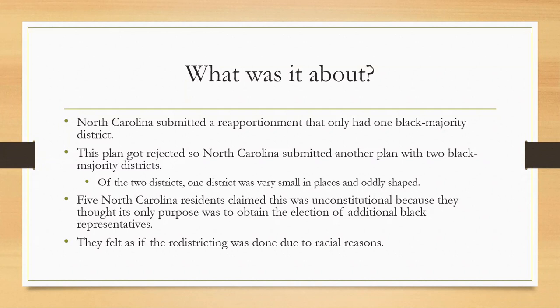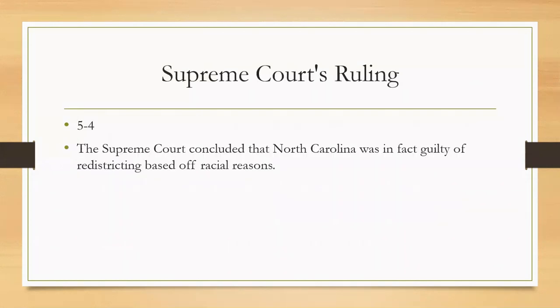Five North Carolina residents claimed this was unconstitutional because they thought its only purpose was to obtain the election of additional black representatives. They felt as if the redistricting was done due to racial reasons, so trying to forward the benefits of the African American community. The Supreme Court had to think about this one.